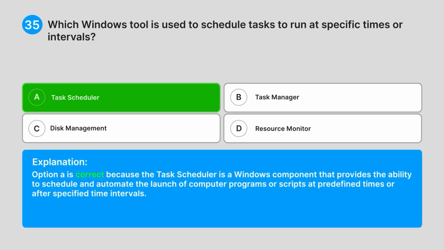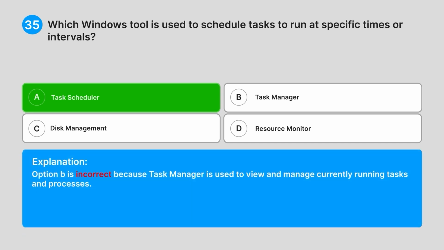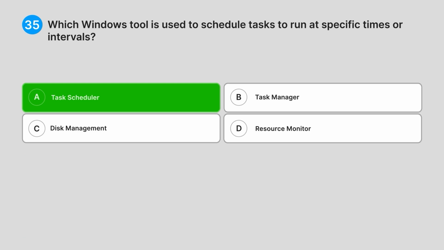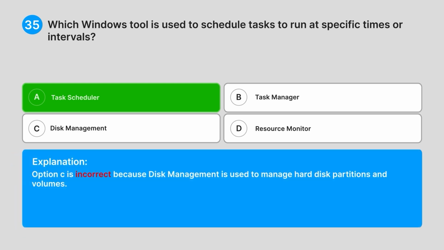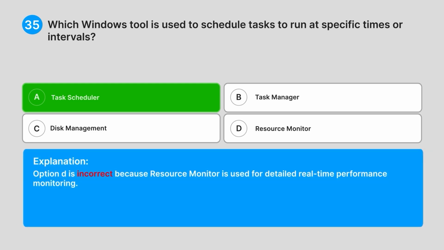Explanation: Option A is correct because the Task Scheduler is a Windows component that provides the ability to schedule and automate the launch of computer programs or scripts at predefined times or after specified time intervals. Option B is incorrect because Task Manager is used to view and manage currently running tasks and processes. Option C is incorrect because Disk Management is used to manage hard disk partitions and volumes. Option D is incorrect because Resource Monitor is used for detailed real-time performance monitoring.